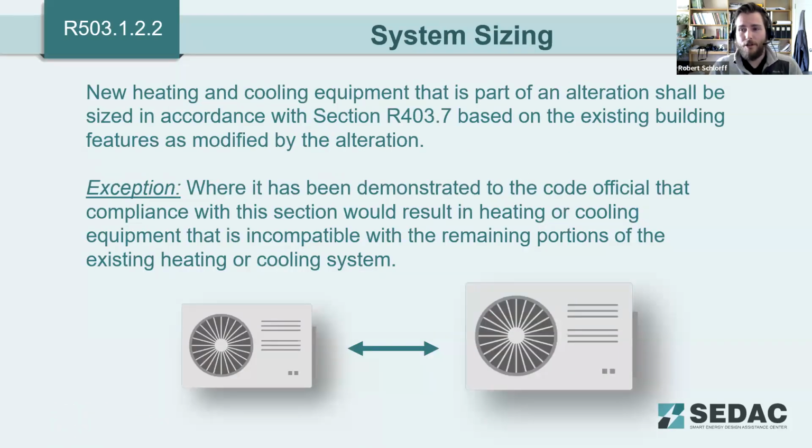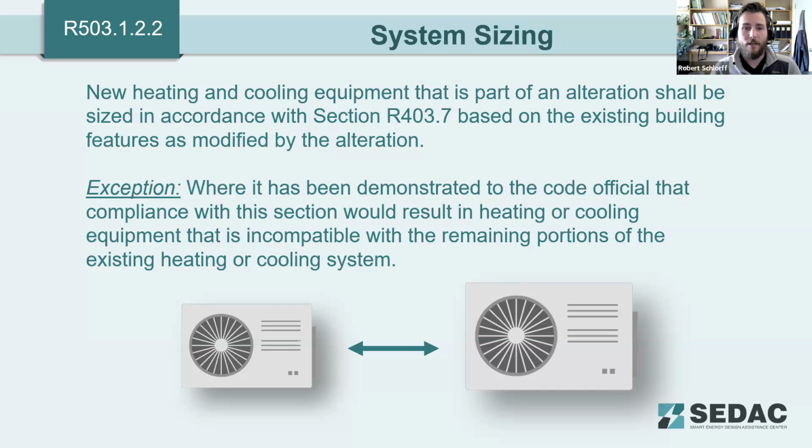System sizing. So are you required to size systems for an existing building project? Well, stretch code states new heating and cooling equipment that is part of an alteration shall be sized in accordance with R403.7 based on the existing building features as modified by the alteration. So yes, you do need to perform system sizing. As Ryan said earlier, system sizing is pretty important in terms of controlling the overall electric load and electric capacity of the building, and that also has an impact on costs for the project. It also has a lot to do with the interior comfort of the building if the system is sized correctly and continues in steady operation and can keep the building comfortable as we want it to be.